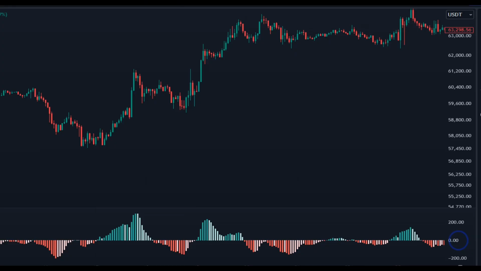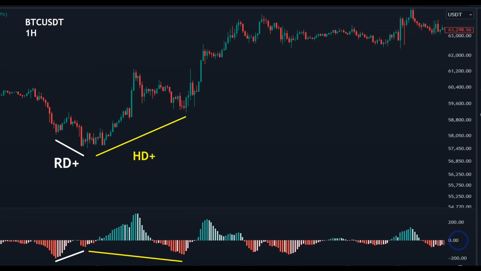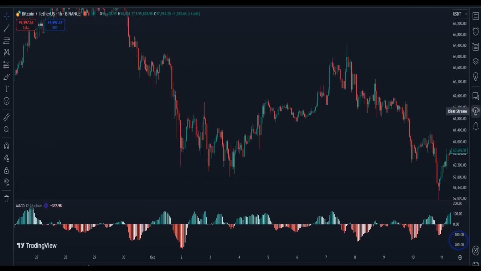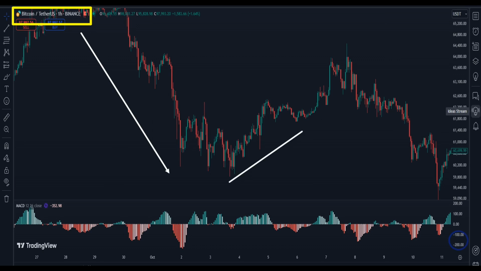As you can see in the Bitcoin to USDT chart on the 1 hour time frame, I have shown you an example of regular positive divergence RD at the end of the trend and hidden positive divergence HD throughout the trend. In the Bitcoin to USDT chart on the 1 hour time frame, in a downward trend with a price correction, we observe a hidden positive divergence HD along with the price correction. At the end of the correction, a regular negative divergence RD appears.